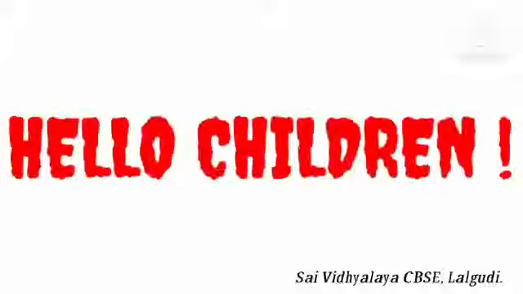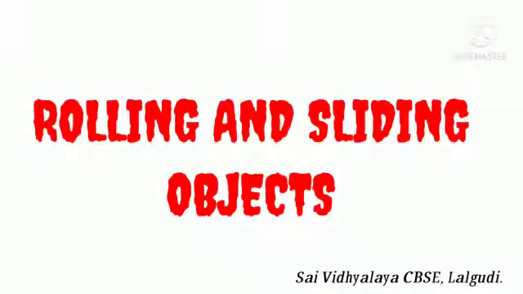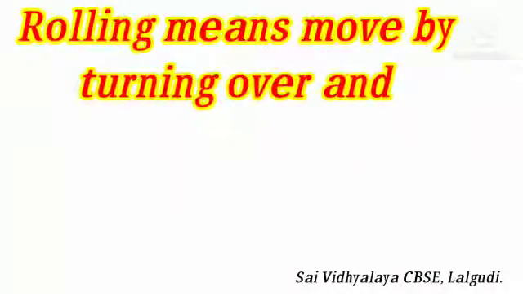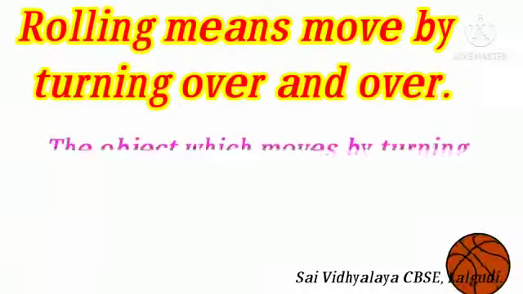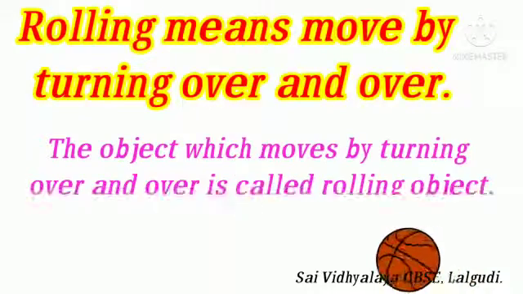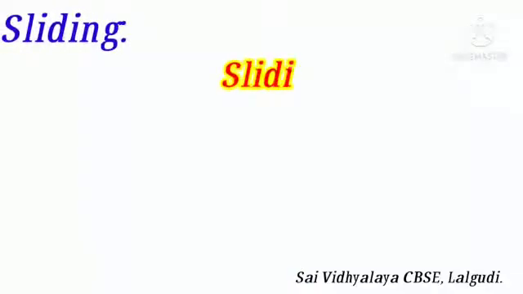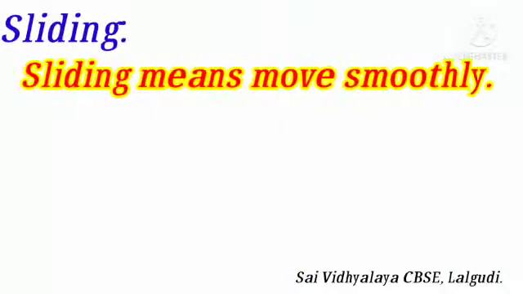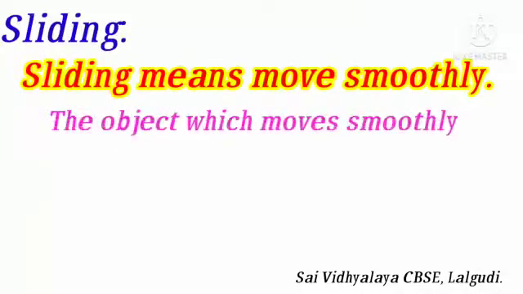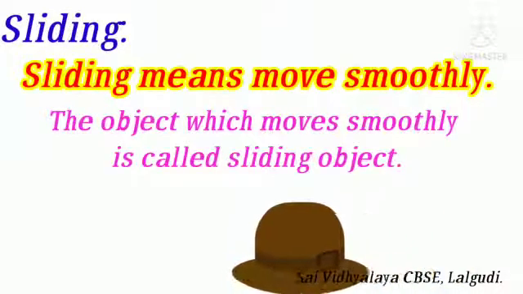Hello children, today we are going to learn about rolling and sliding objects. Rolling means move by turning over and over. An object which moves by turning over and over is called a rolling object. Sliding means move smoothly. An object which moves smoothly is called a sliding object.